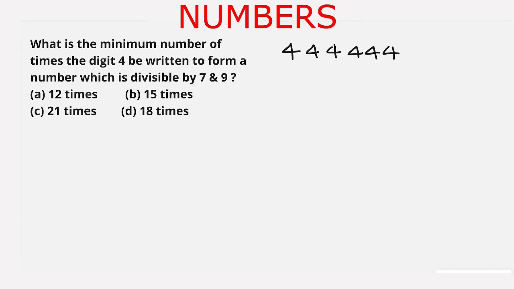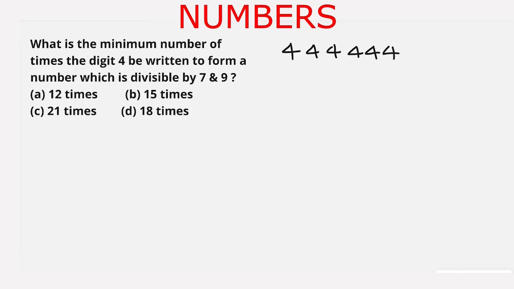Now if it is written 6 times, then the sum of digits is 24, and 24 is not divisible by 9. Now if we make it 12 times, if 4 is written 12 times, then it will be divisible by 7, and 12 times 4 is 48, and 48 is not divisible by 9.